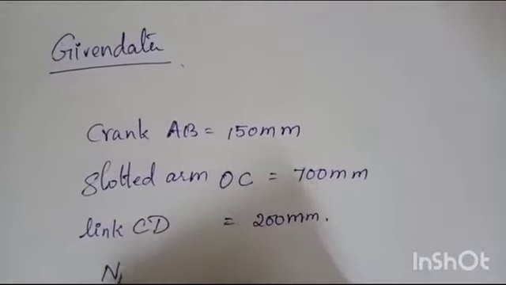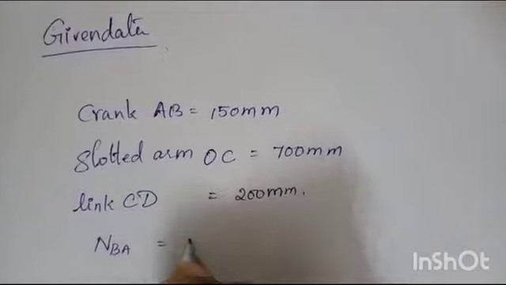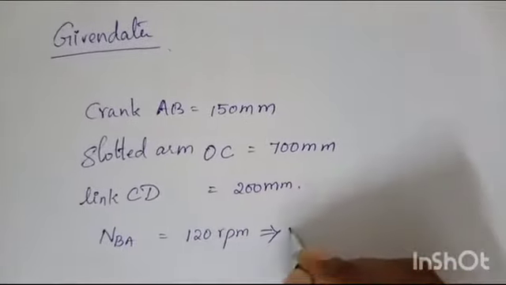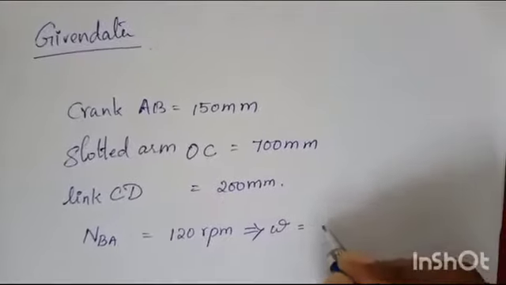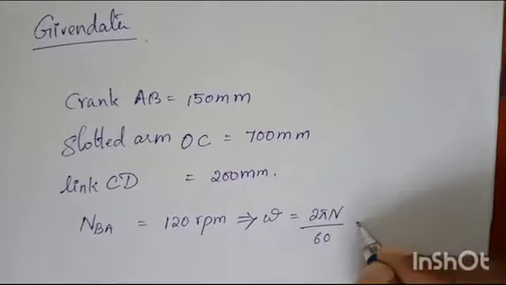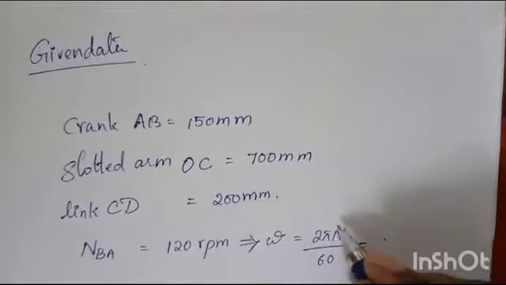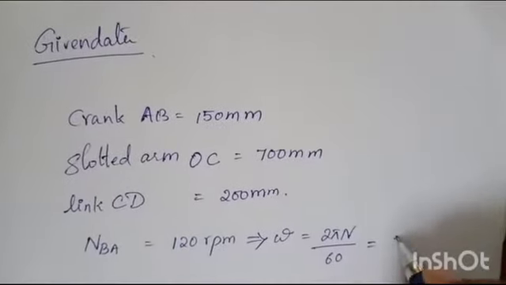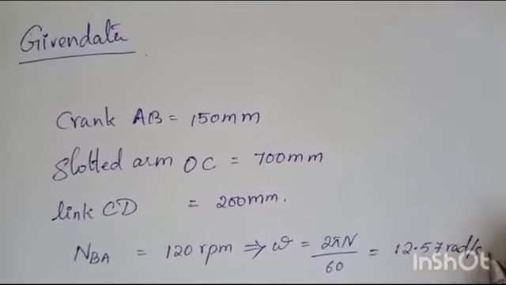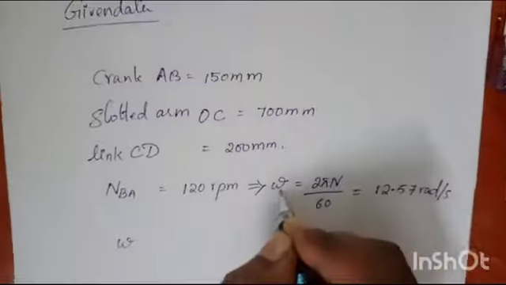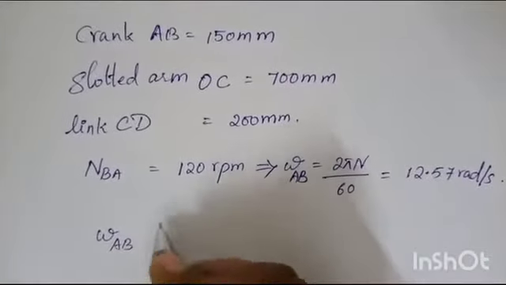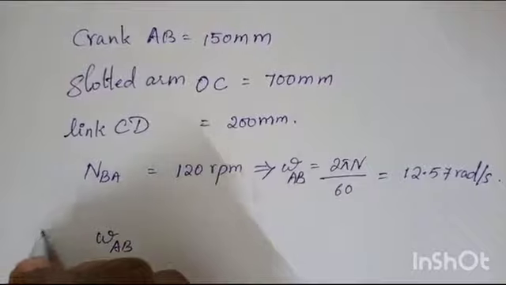The given speed of the crank is 120 rpm. From this you can get omega, the angular velocity. Angular velocity is calculated with the help of 2 pi N by 60. If you apply 120 here, you will get 12.57 radians per second. This is omega AB, and from it you will get the value of VAB.